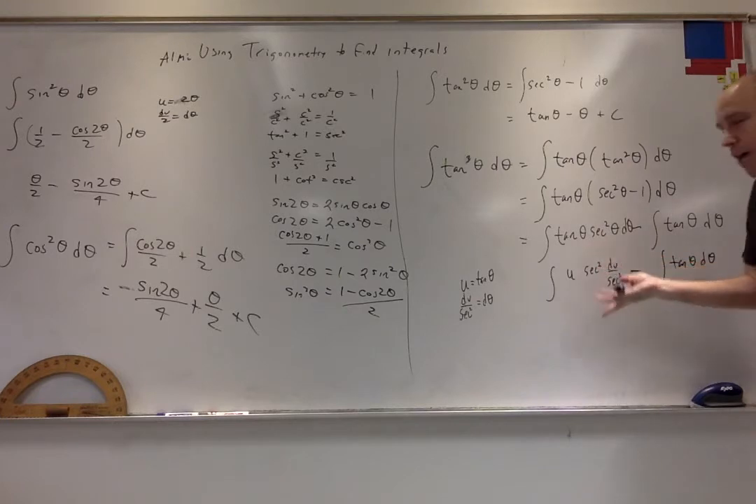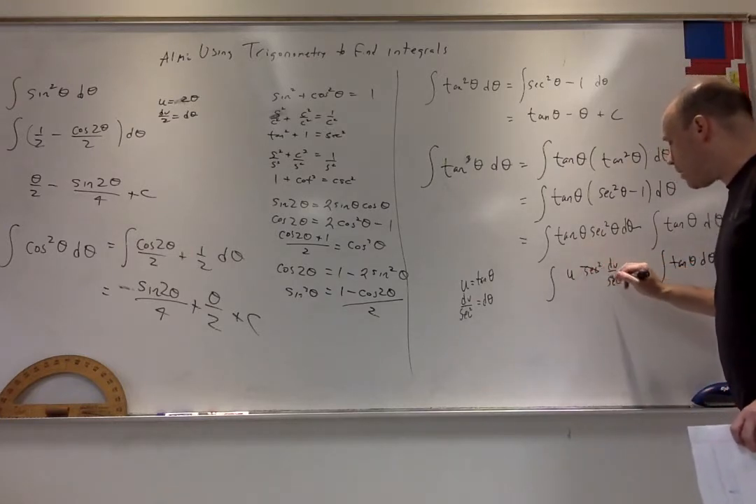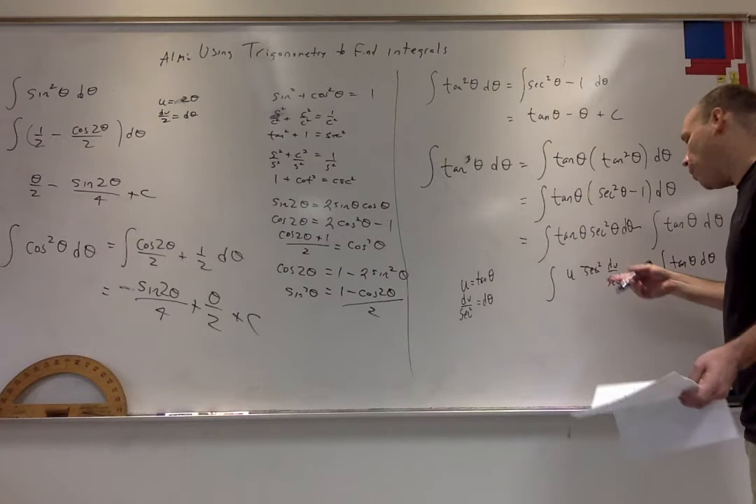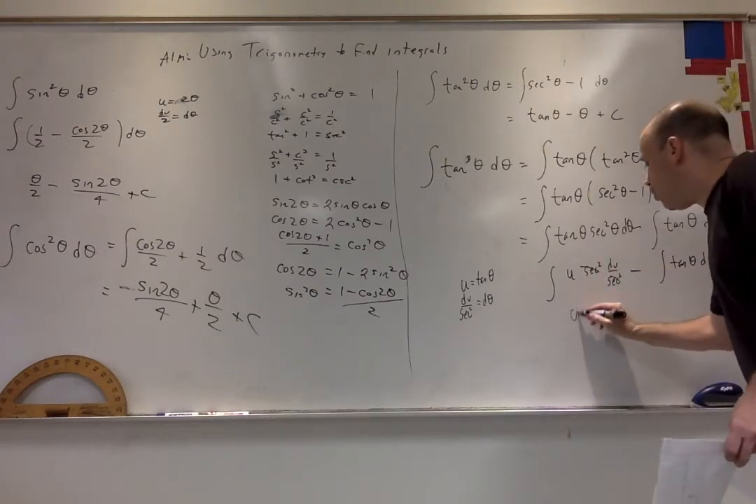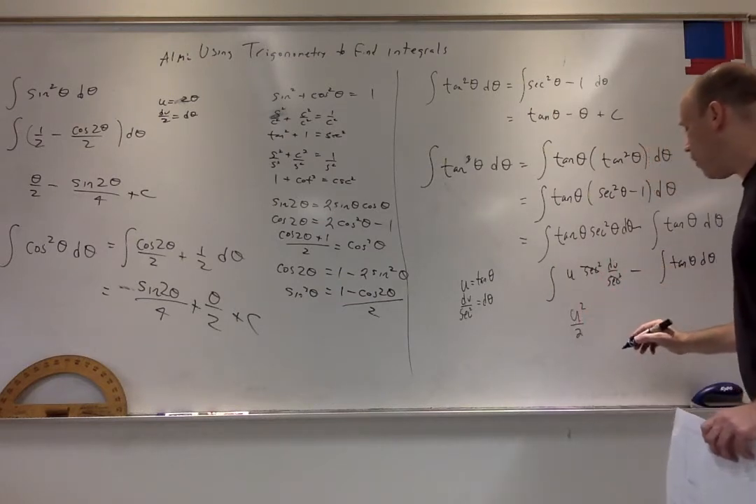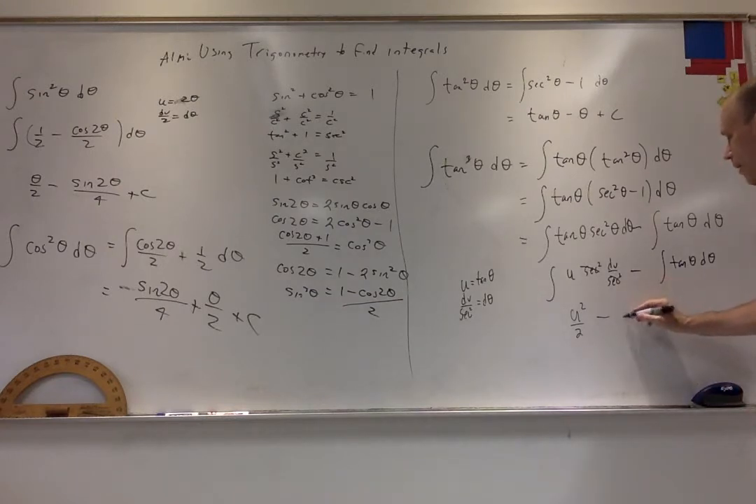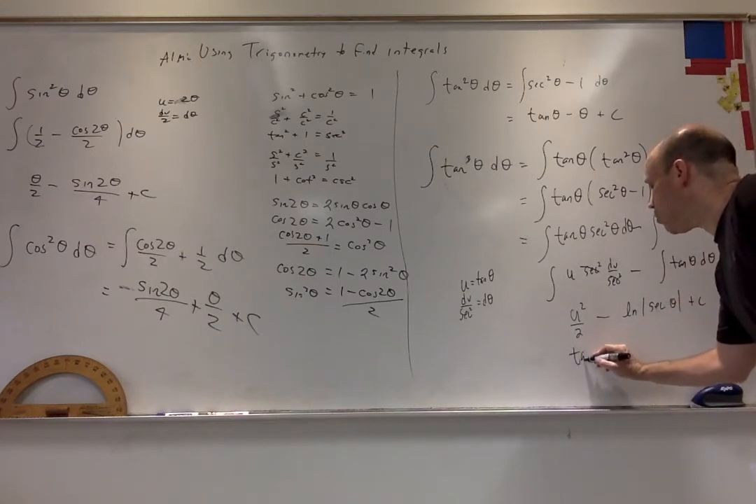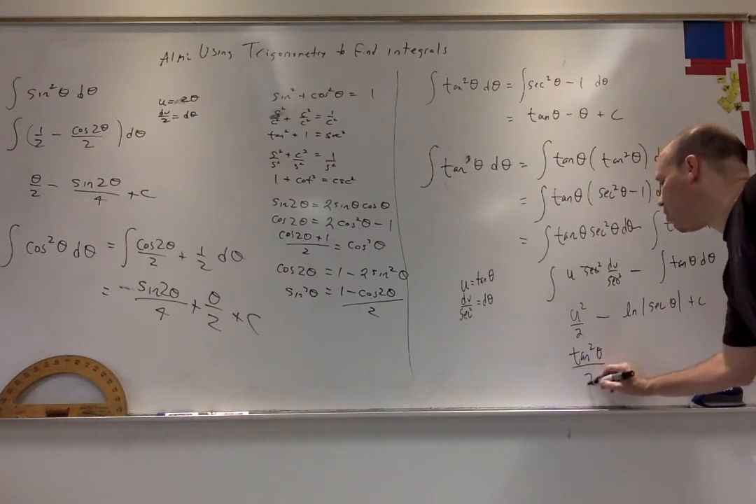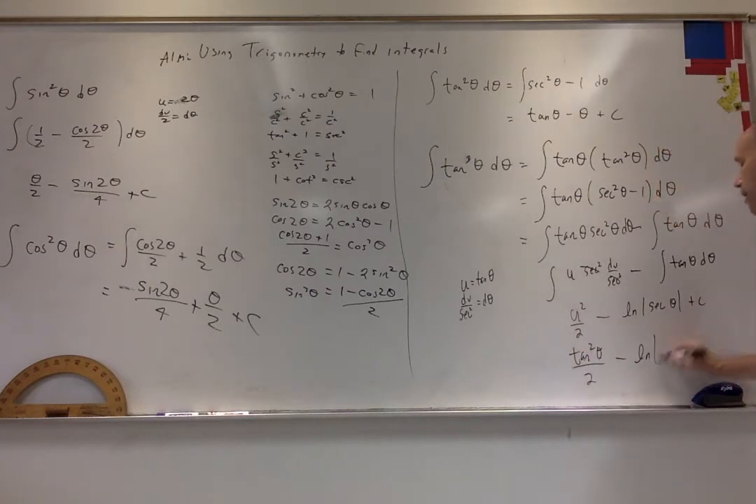And now we can kind of go through this. The secant squareds cancel out. We're left with u du. What's the integral of u? It's u squared over 2, minus, what? Oh, minus ln of secant theta plus c. Final answer, tangent squared theta over 2 minus ln secant theta plus c.